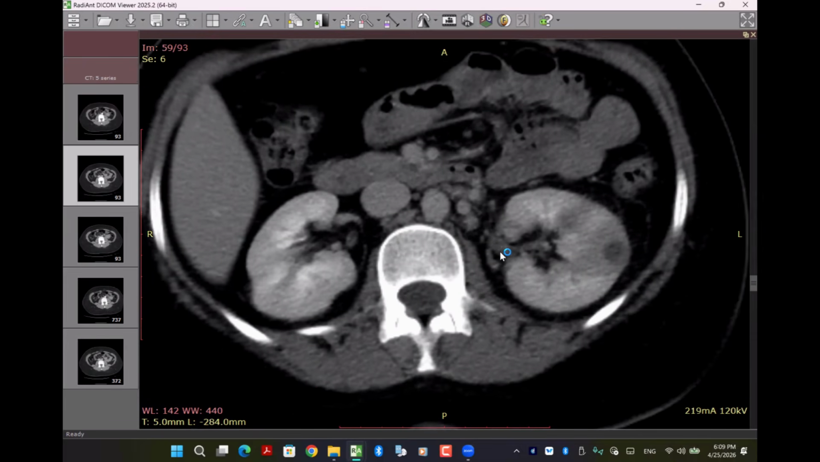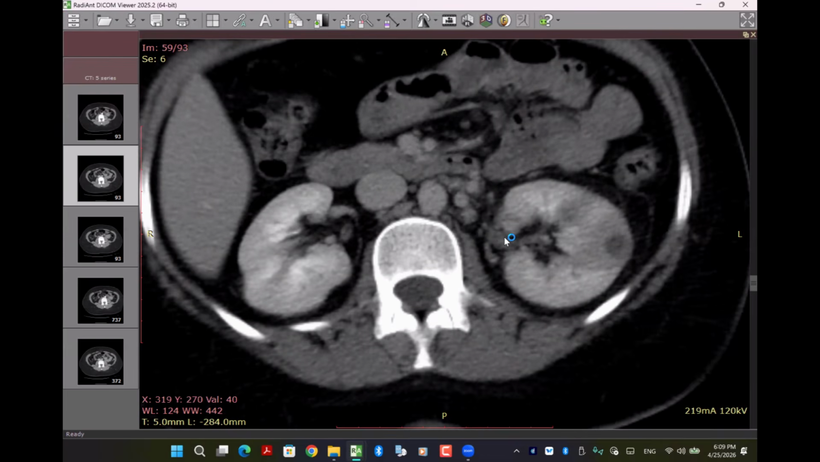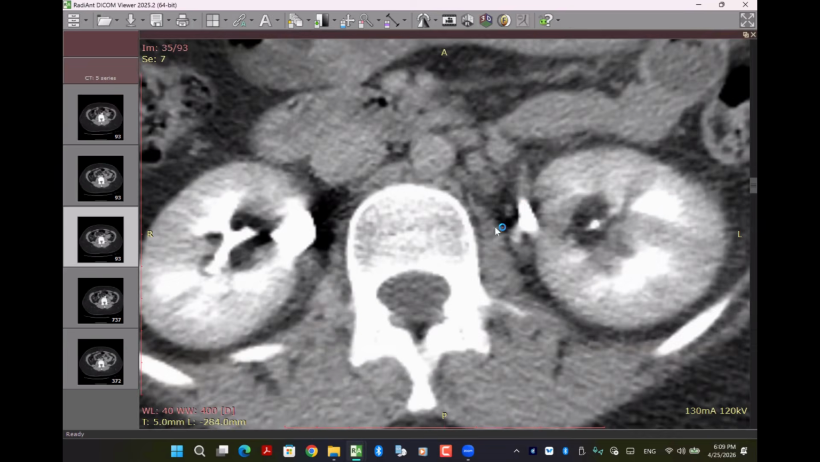So that gives us the first question in this case. In which phase can you best appreciate the renal pathology? Is it corticomedullary or nephrographic phase? Nephrographic phase. Nice. So it is the nephrographic phase. The moment you see any study, and if you have short time to review, first review the nephrographic phase. After the nephrographic phase comes the delayed phase.